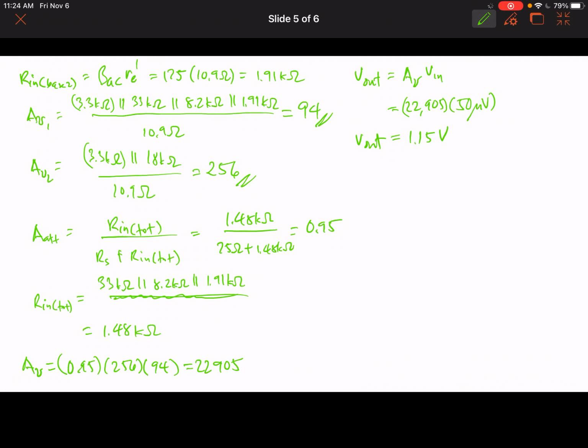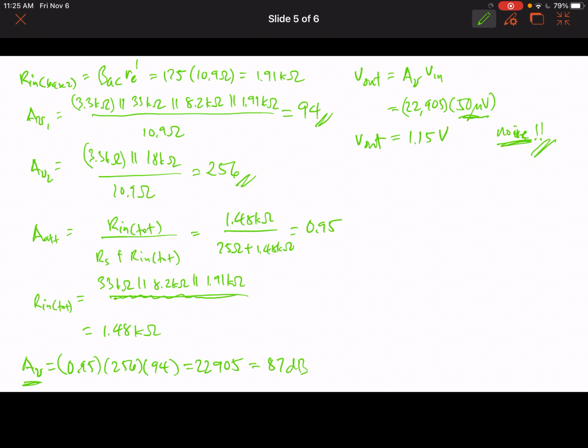Okay, note that even though the input voltage is 50 microvolts, an amplifier amplifies everything that it sees at the input, including noise. If the noise voltage is comparable to 50 microvolts, then it's going to amplify that as well. Whatever the amplifier sees at the input, it will amplify all of it. Now if we convert this voltage gain to dB, this gives us 87 dB.